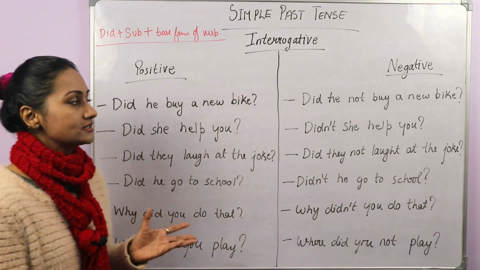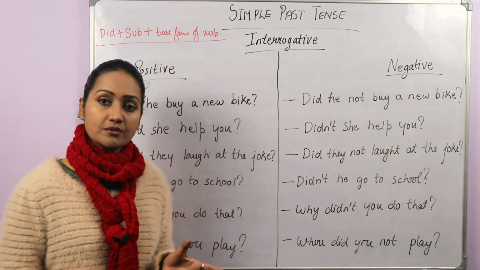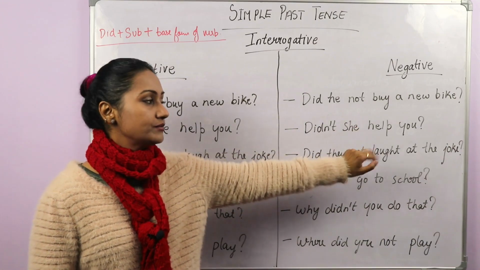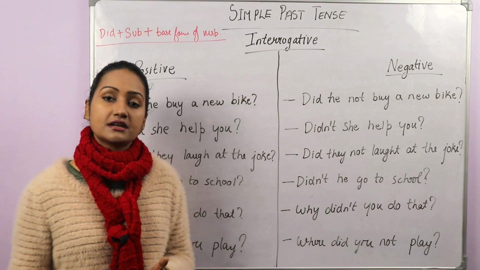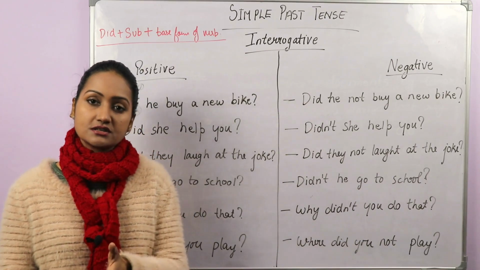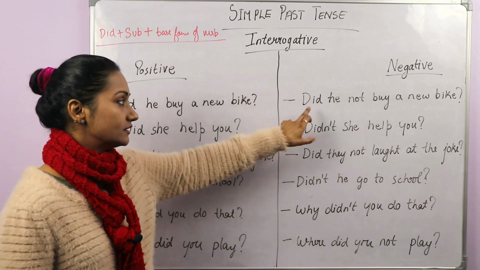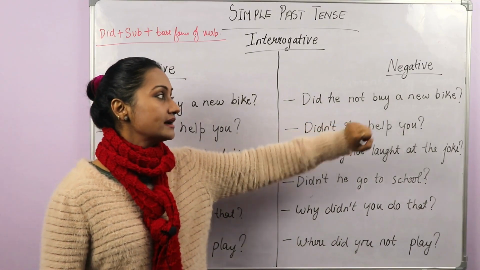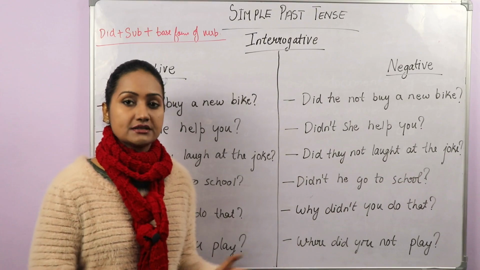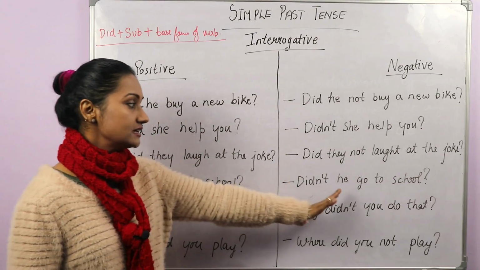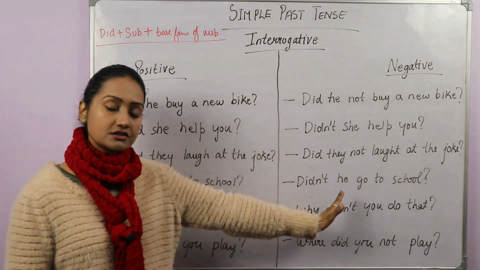We very well know that if we are using contracted form, we'll use it as it is, like didn't she help you? But if we are using an expanded form like did not separately, then not will always come after subject, like here. Did he not buy a new bike? Okay, don't forget this rule. Next, did he go to school? Didn't he go to school, or did he not go to school?